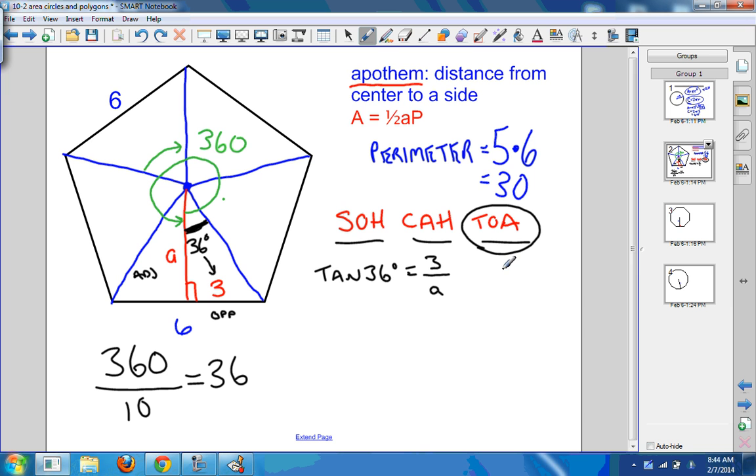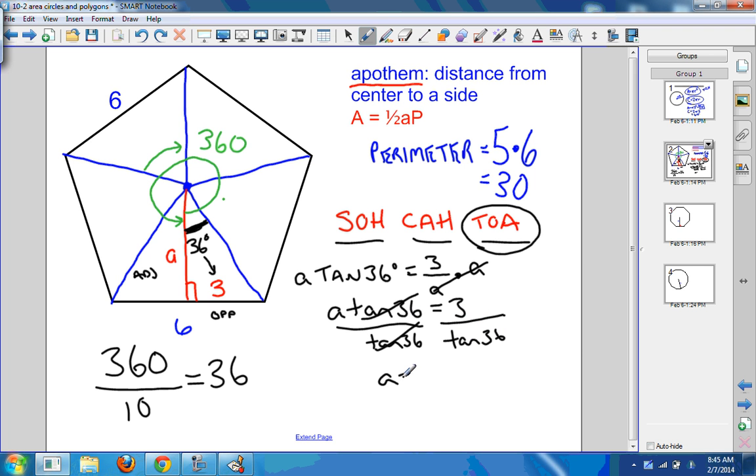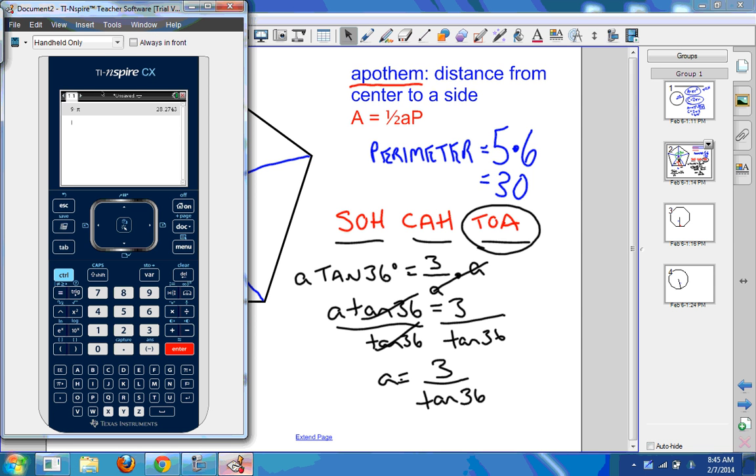Now I have a variable in the denominator, and we should know by now I need to get it out of the denominator. To do that, I multiply both sides times A, and I get A times the tangent of 36 degrees is equal to 3. Then we divide by the tangent of 36 on both sides to get A all by itself, and I get A is equal to 3 divided by the tangent of 36. I'm going to use my calculator to find that out.